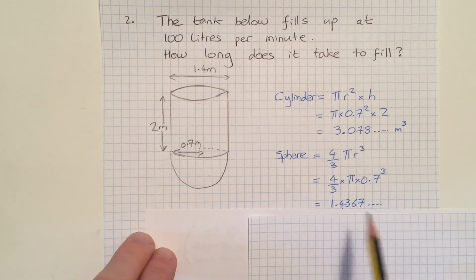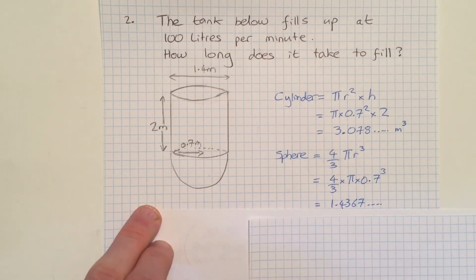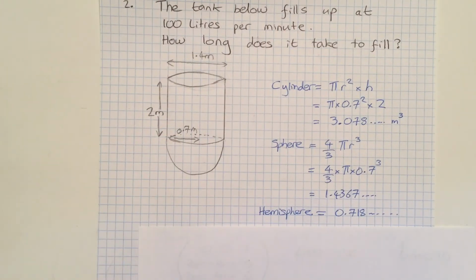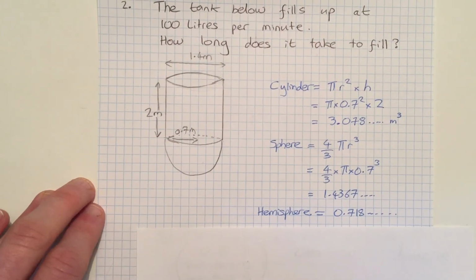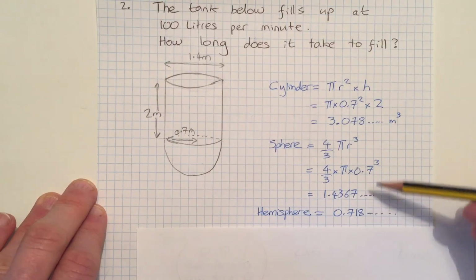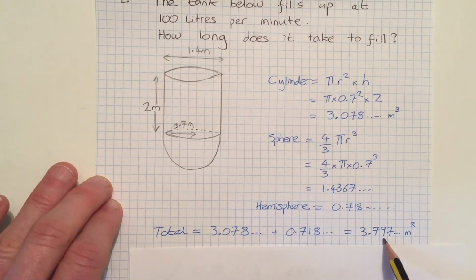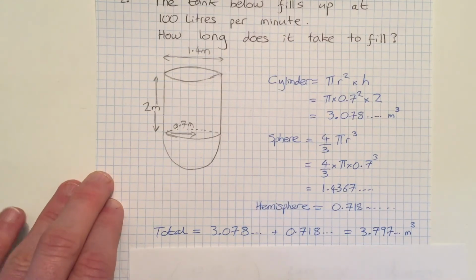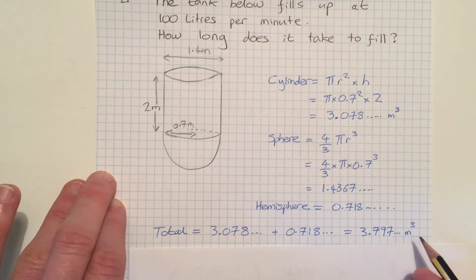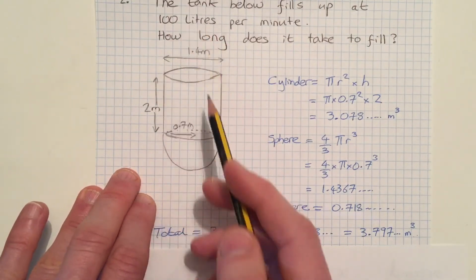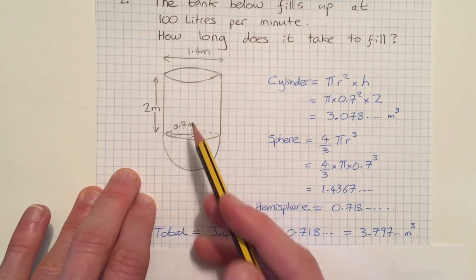So I get the volume of the sphere like that. So the volume of the hemisphere, dividing that by 2, is that. I can now add these two things together to get the volume of the total shape. Now that's in metres cubed. I want to consider it in litres. I want to work out the volume of this in litres.